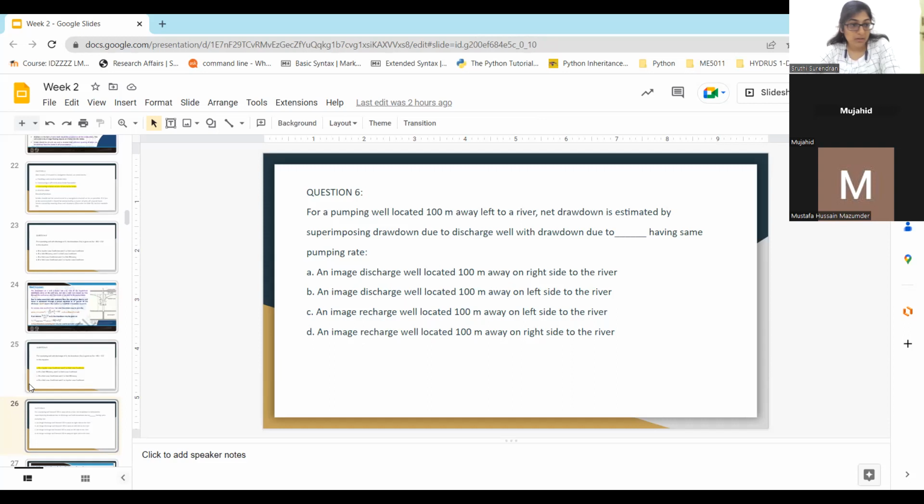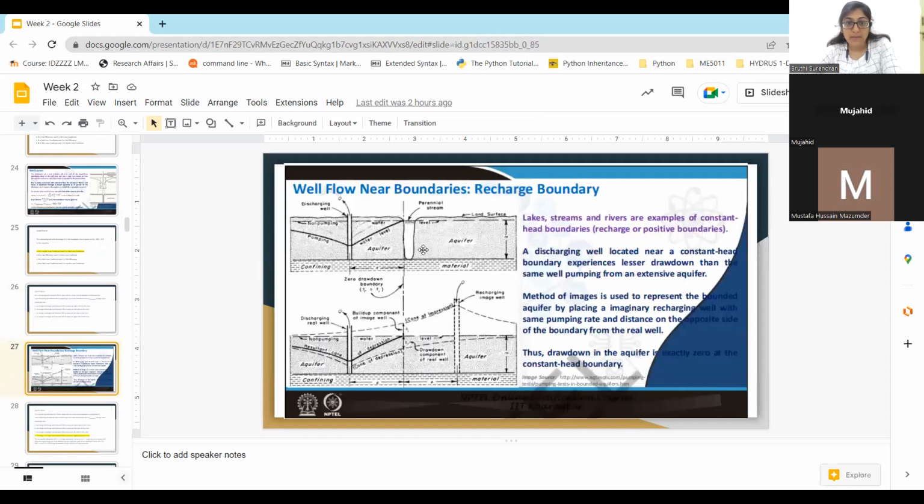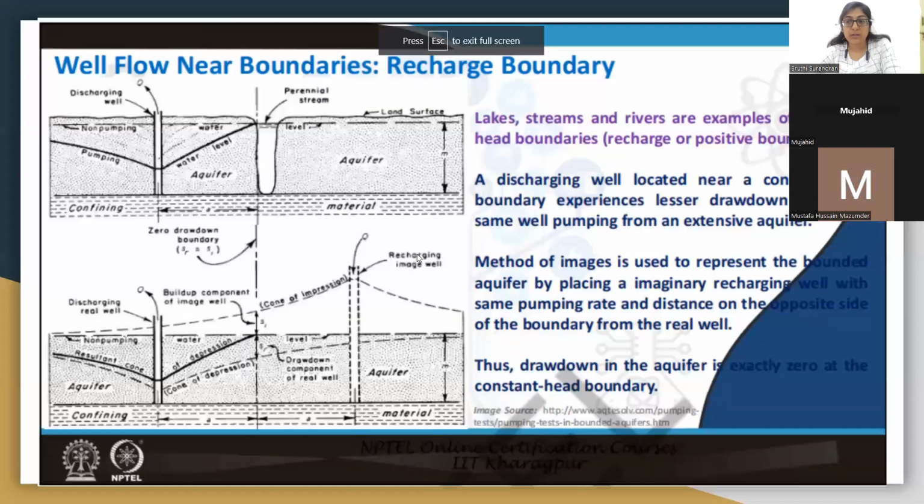I'll show you. When you go by principle of superposition, whenever you have a boundary condition, in order to get the proper cone of depression and drawdown height, we assume an imaginary recharge well exactly at the distance of this discharge well from the boundary, on the opposite side of the boundary with an opposite condition. Here, if it is discharge, we assume there is recharge with the same pumping rate. And from this, we can calculate the drawdown.